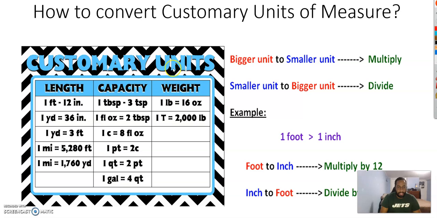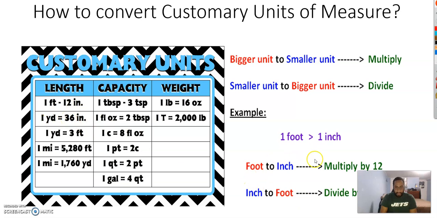So the big tip that you need to know is that the bigger unit to a smaller unit, you multiply. So for instance, let's look at length, all right? Feet, inches, which one is bigger? Zachary. Feet, yes. So feet into inches, we would have to multiply, all right? Now, small unit into bigger unit, we divide. So let's say inches into yards, right? Inches are smaller than yards. So in order to find that, we will have to divide.